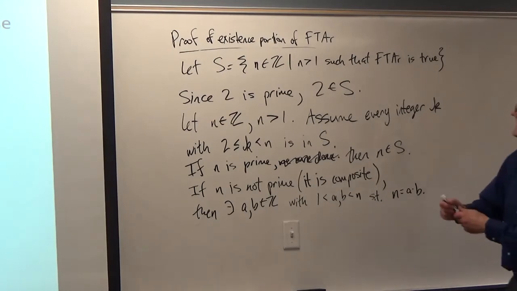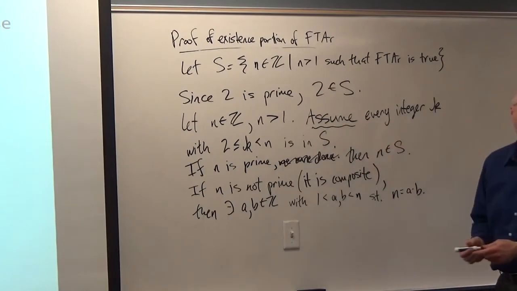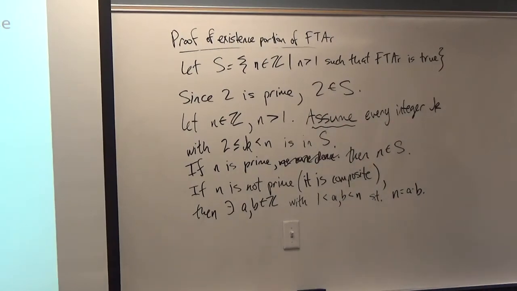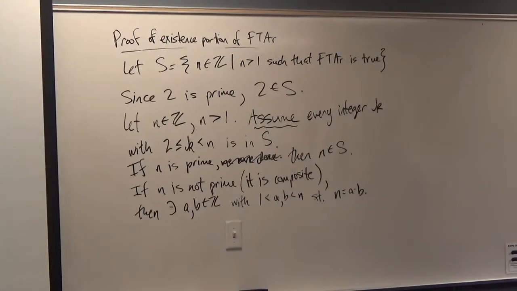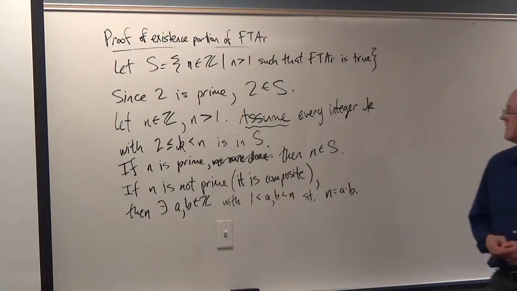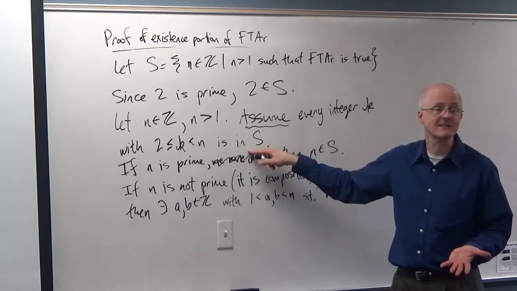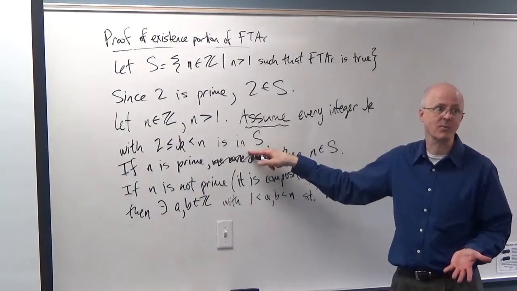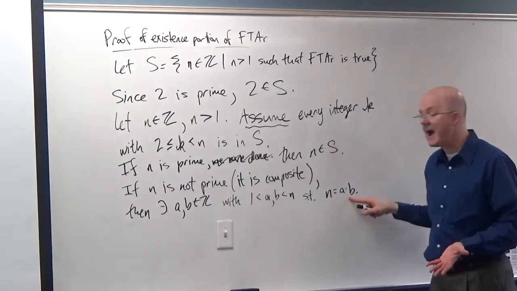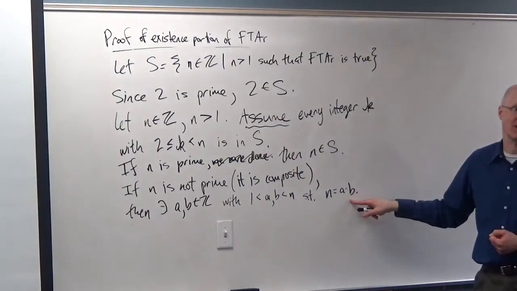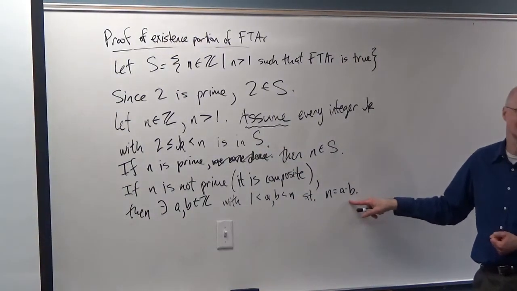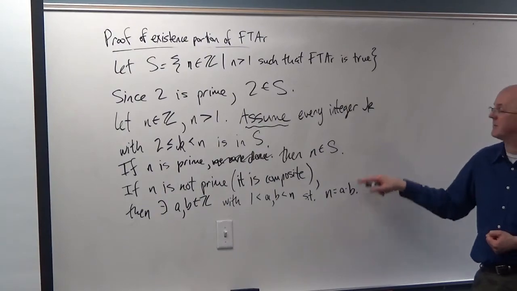But now use your inductive hypothesis. Again, in induction proofs, you always have to use the induction hypothesis. Use that assumption. How? Well, a and b satisfy this condition. They are in S. They are primes or products of primes. But n is a times b, so n is a prime or a product of primes. Actually, it's got to be a product of primes. And that's how you would finish the proof.